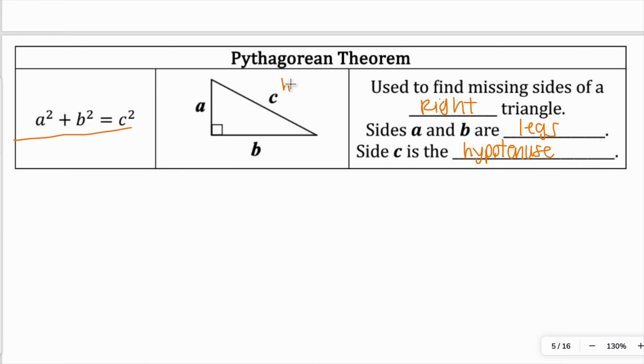So c is that hypotenuse. One way we know that's the hypotenuse is it's across from the 90-degree angle. And then one way we remember that a and b are legs is a and b make the letter L for legs. So a and b are those ones making the right angle, okay?